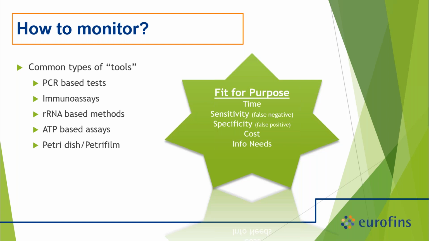Cost is certainly important. We often don't like to talk about that, but the reality is that if you're trying to do diligent surveillance, you may need to do a lot of different samples. So where can you get the most bang for your buck, and how can you get the information that you need, which is the last one. Make sure you're doing whatever tests you need to do to get the information that you need to design the best mitigation programs.